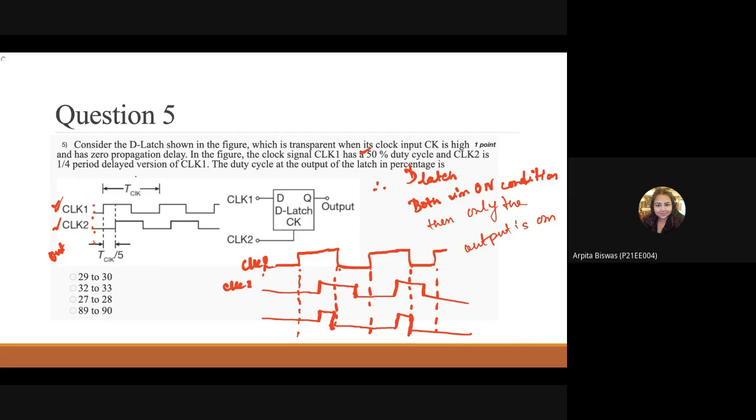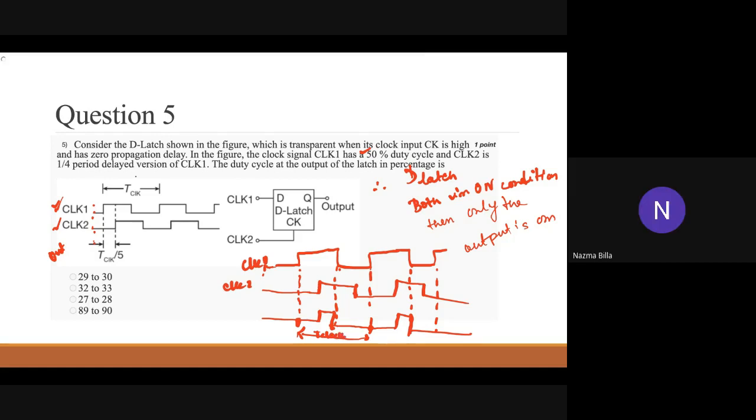Now, if we are considering from here, tell me up to where the same cycle is repeated. We are considering from this portion. From here it is repeated, right? So now we can consider this portion as T clock. Can we write it down as T clock?